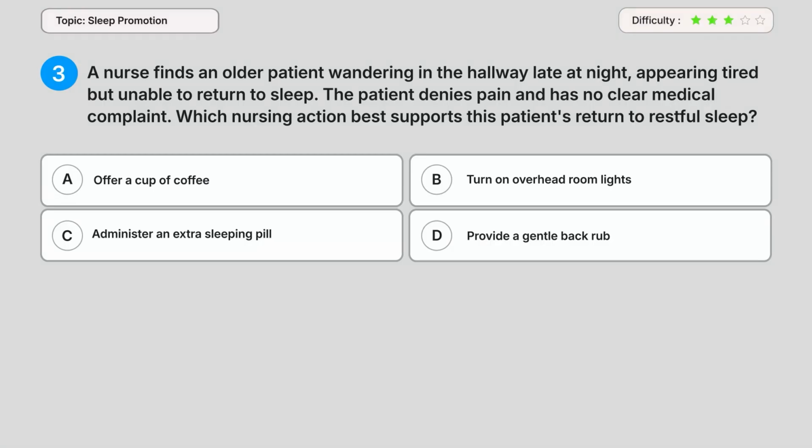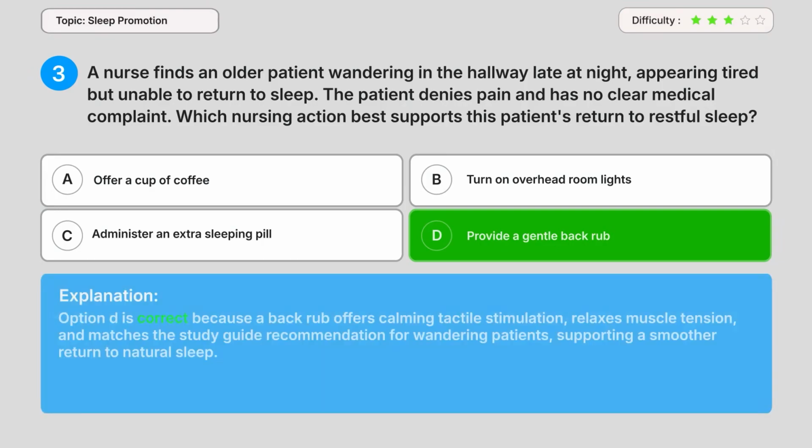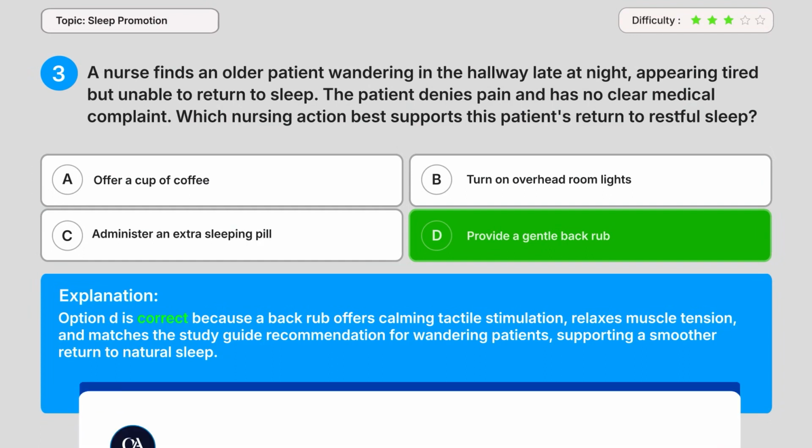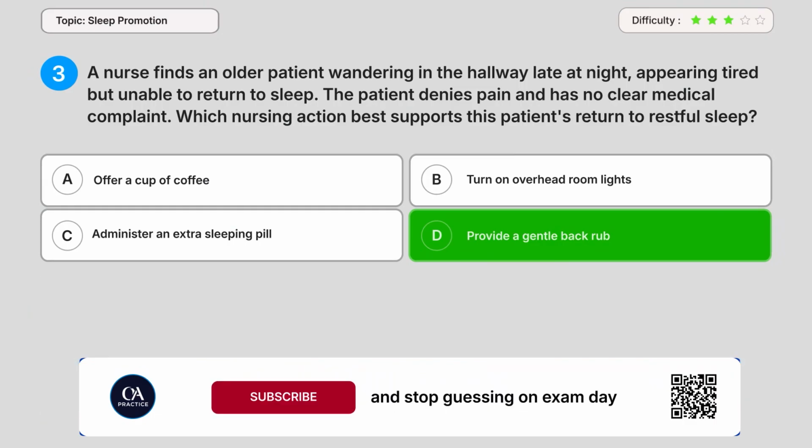Correct answer. D. Provide a gentle back rub. Option D is correct, because a back rub offers calming tactile stimulation, relaxes muscle tension, and matches the study guide recommendation for wandering patients, supporting a smoother return to natural sleep.